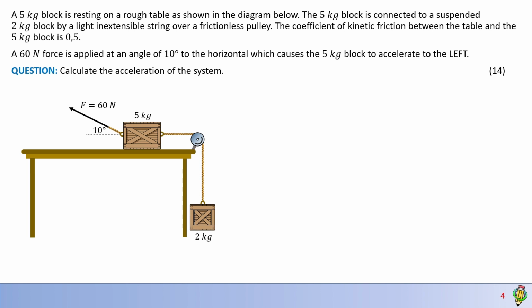Let's look at what happens and then assign the direction of acceleration. They tell us that the 5 kg block will go to the left, which means the 2 kg block will go up. Normally, they won't tell you what the direction of acceleration is, and you have to pick it yourself. So let's look at what happens.